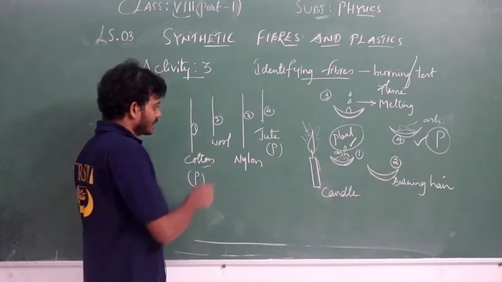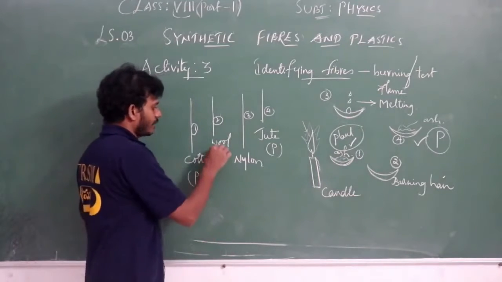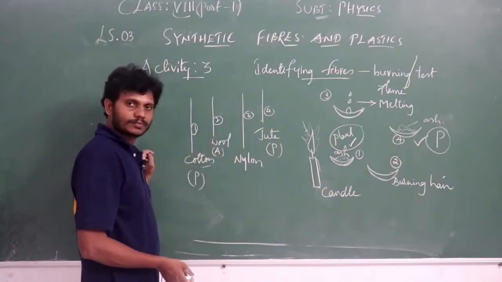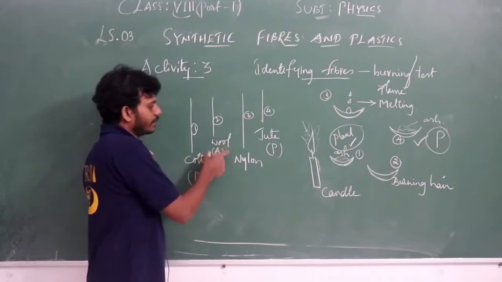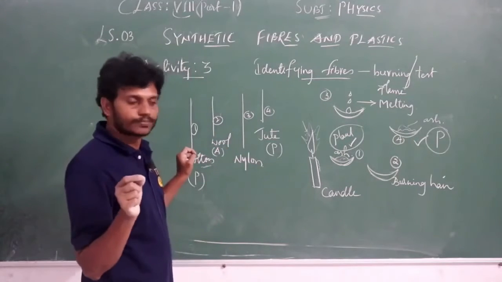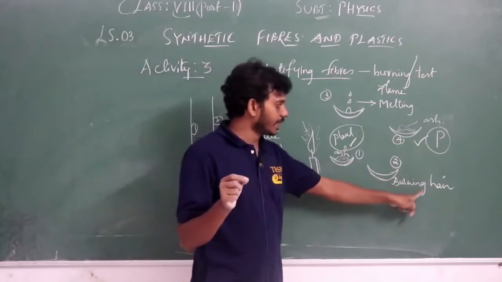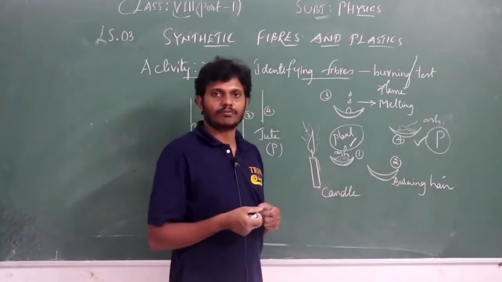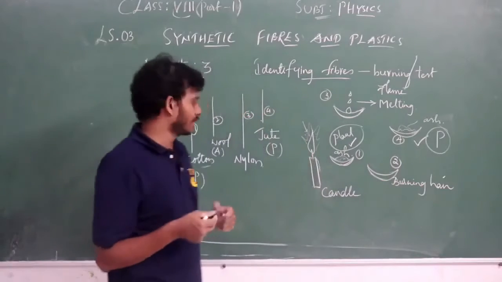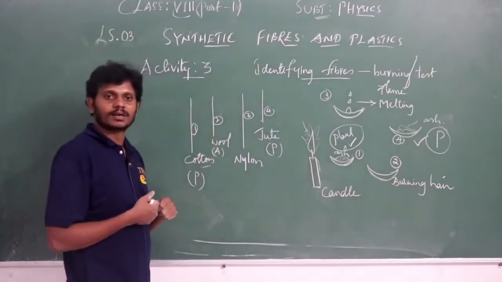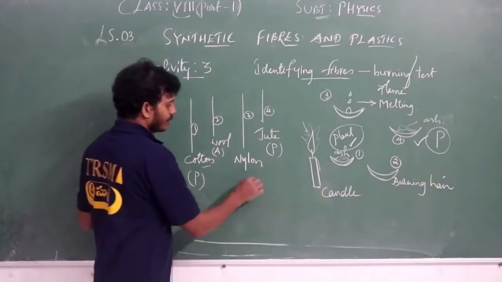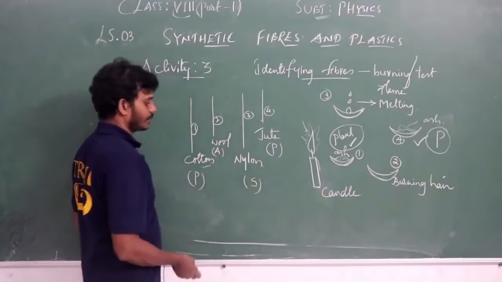Next, the second one is wool. It is an animal fiber, woolen fiber. How can I say it is an animal fiber? When the hair of any animal is burnt, we get a burning hair smell. If you feel a burning hair smell, remember that it is wool. Next, the third one is a synthetic fiber.